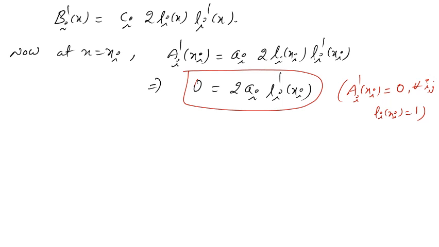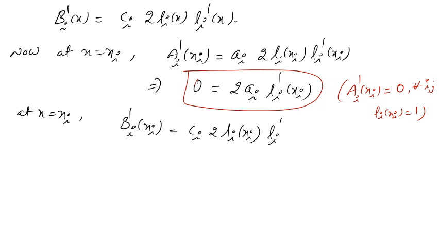This is another part. Next one, at x equal to x_i, coming to B_i'(x_i) equal to c_i times 2 L_i(x_i) L_i'(x_i), and what is this value? 1, equal to 2 c_i L_i'(x_i), isn't it, right? So the conditions are, this is 1 and this is 0, right. So this is another condition. Same logic here. What is the reason?